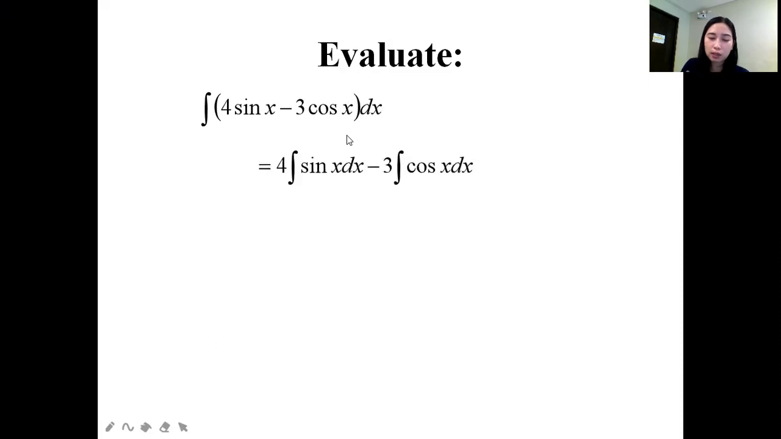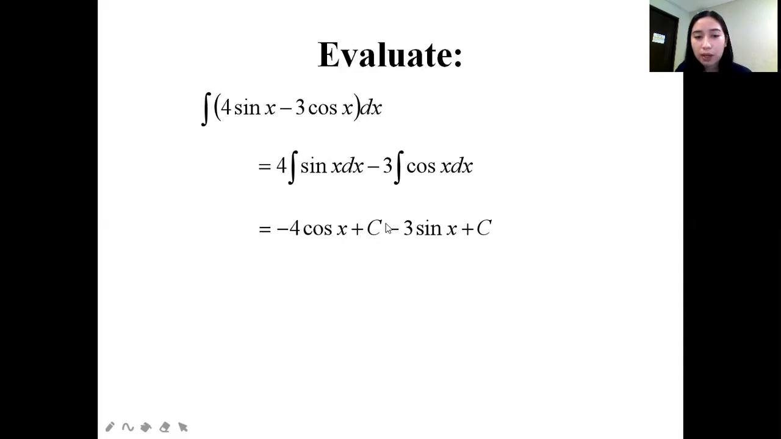For our next example, find the integral of 4 sine x minus 3 cos x dx. Let's distribute: 4 times the integral of sine x dx minus 3 times the integral of cosine x dx. The integral of sine x dx is negative cos ax over a, and a here is 1, so negative cos x, times 4, so negative 4 cos x plus c.